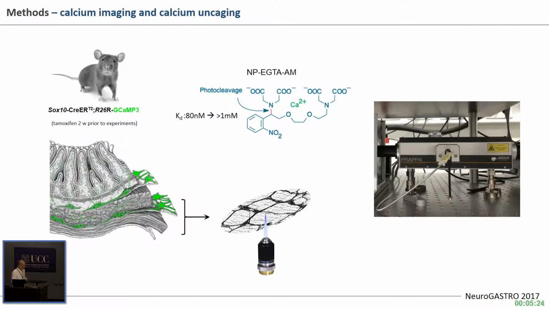And in that way we can activate neurons, if you wish. So we do that using a FRAP device on our microscope. During the experiment, we can draw regions of interest online over the cells that we want to stimulate, and then the laser will hit these cells and photocleave the molecule.